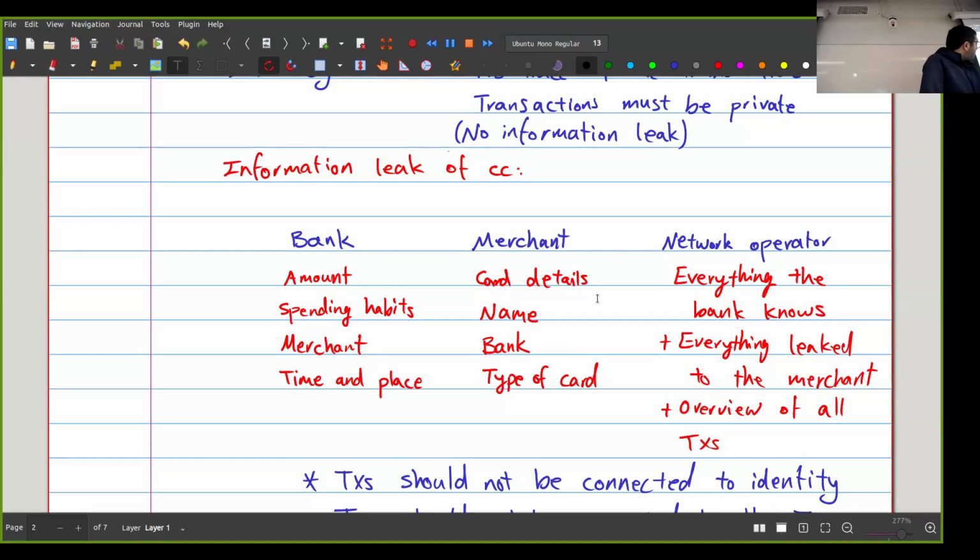Now, but even worse than both of these cases is the case of the network operator. So let's say you're using a Visa or a MasterCard. These are private companies that are operating these networks, and they see all of the transactions. So they know everything that the bank knows, and they also know everything that the merchant knows. So whatever is leaked to the bank and the merchant is also leaked to the network operator.